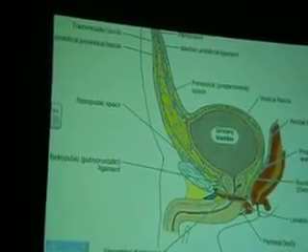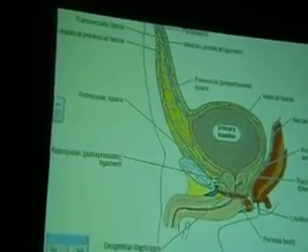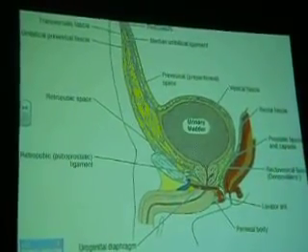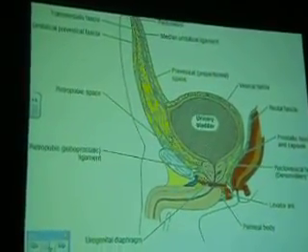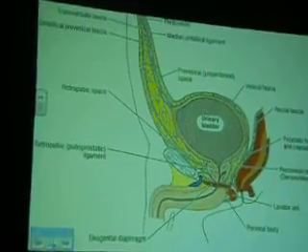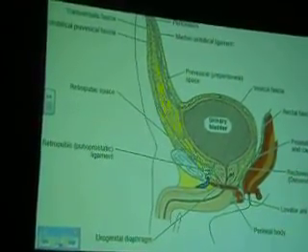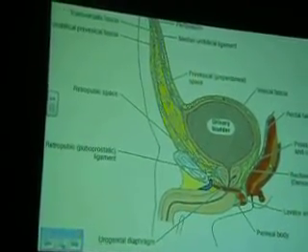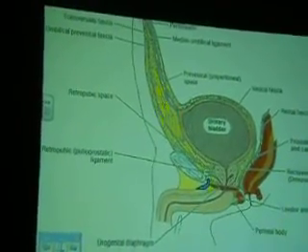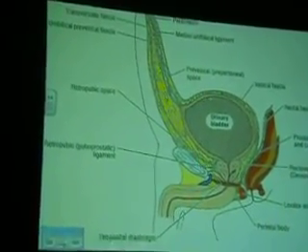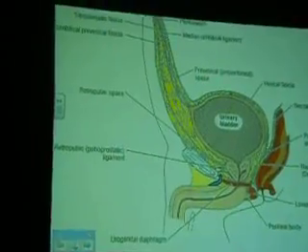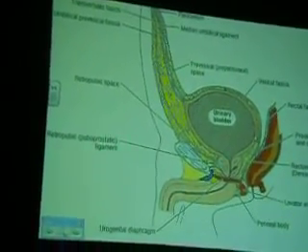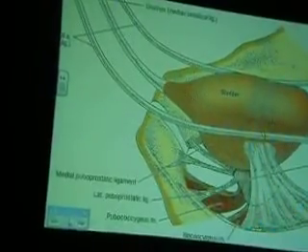Alright? So you appreciate that? What's the space called? The retropubic space, or space of Retzius, going all the way up to the umbilicus. The posterior relations are important. And the peritoneal relations are just to the superior and to the upper part of the posterior surface of the urinary bladder.